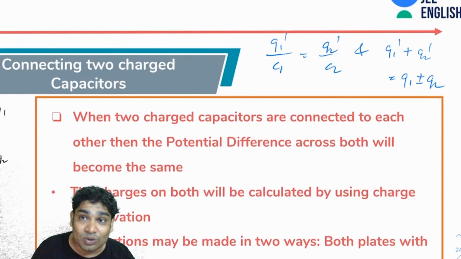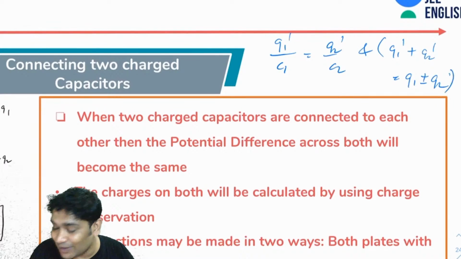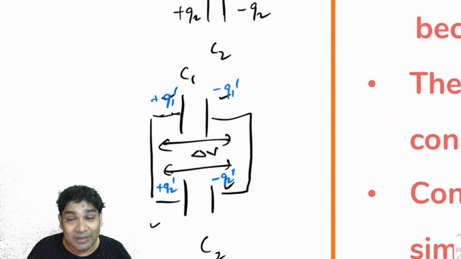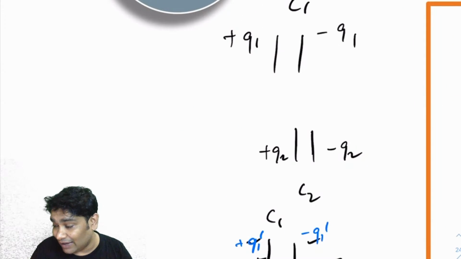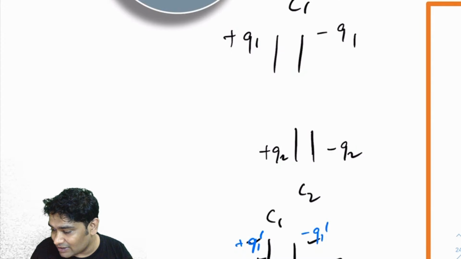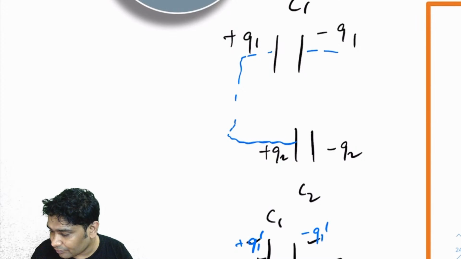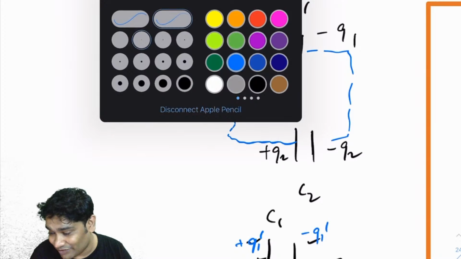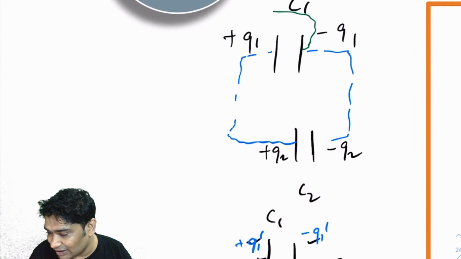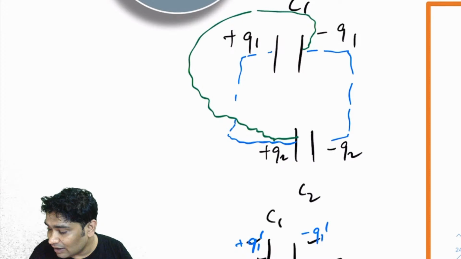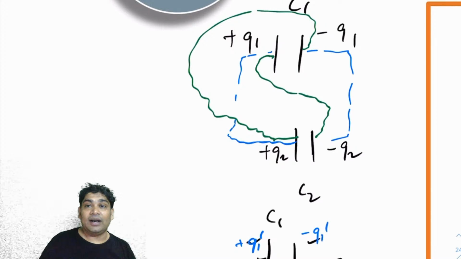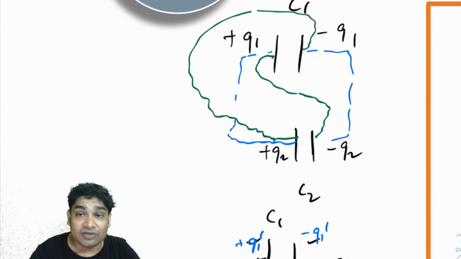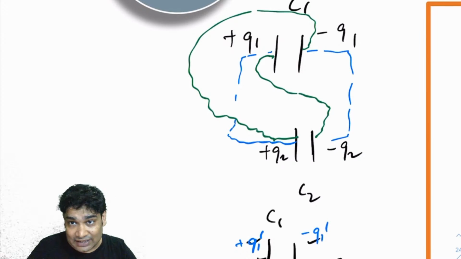Why am I writing plus minus Q2? Because I don't know which plate was connected to which plate. Maybe the positive plate was connected to the negative plate, maybe the positive plates were connected together. I could have connected them this simple way, or I could have connected positive to negative and negative to positive. So depending on that, the total charge on these isolated plates differs.